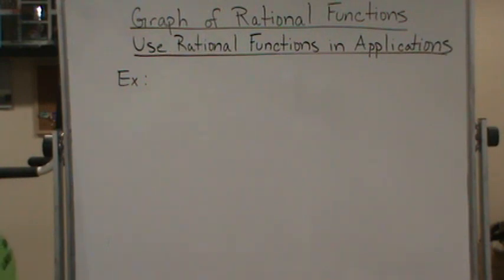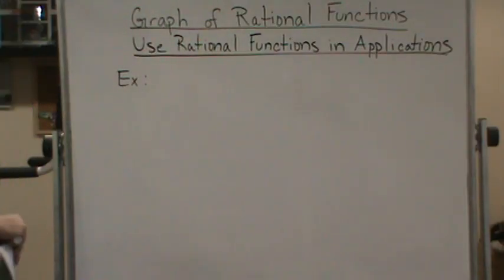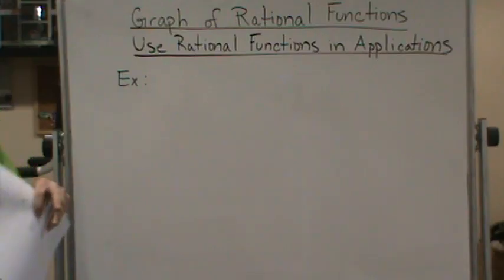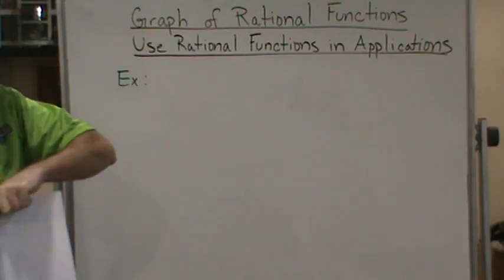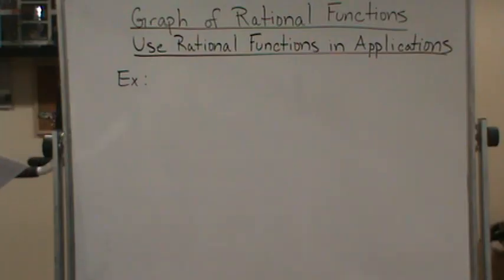All right, let's do an example of application. So now we're going to talk about applications when we're talking about rational functions. Okay, so I'm going to read to you an example. This is an application problem, and we're going to dissect it and answer the questions that they have, or do what they want us to do.